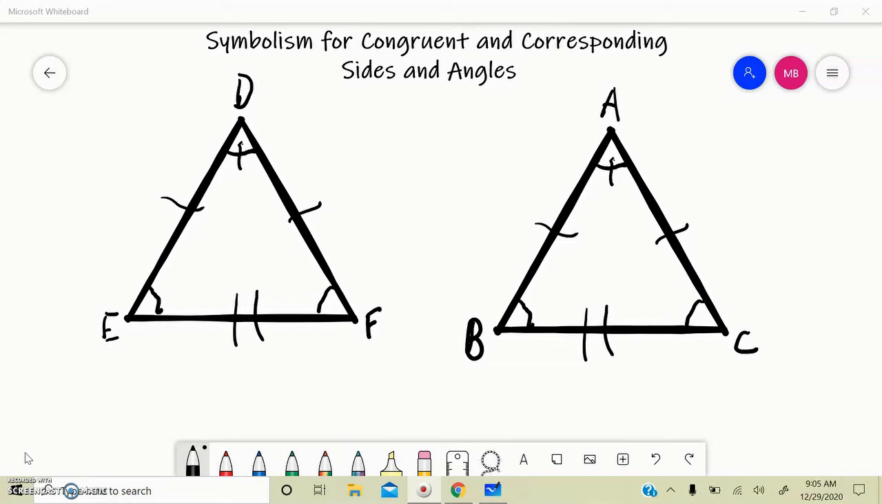When we look at the angles, we can see that angle D is going to be congruent to angle A. They're going to be equal because they have that same symbol. And we can also see that angle E is going to be equal to angle F because of that same symbol, which is also equal to angle B and angle C because they all share that same symbol.